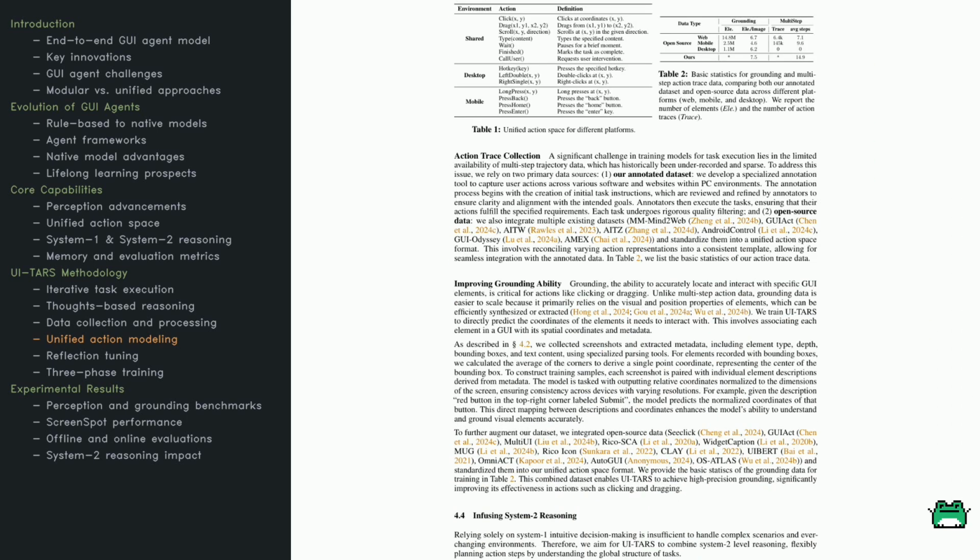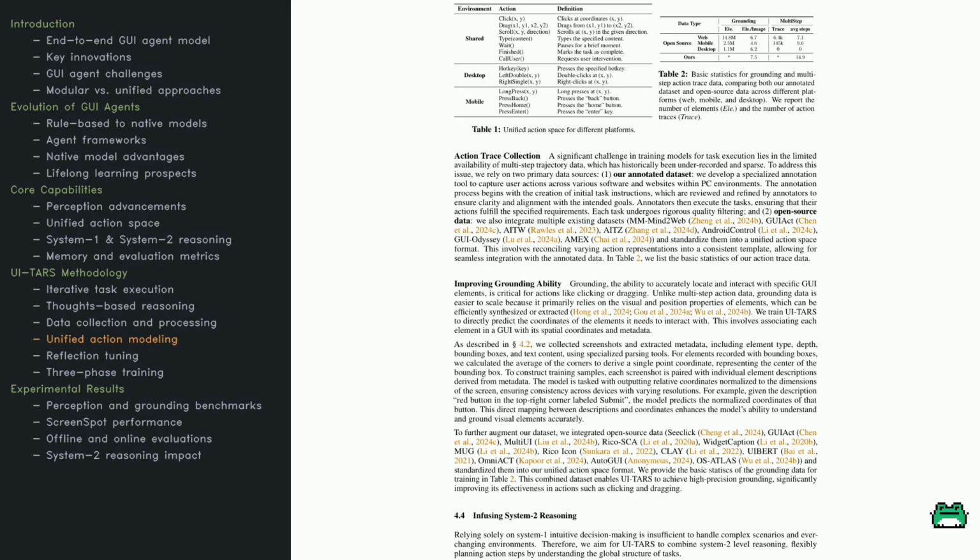Moving along, UITARS takes that same idea further with its unified action space, a standardized set of actions that apply to both desktop and mobile. So a desktop mouse click corresponds to a tap on mobile, making the system's behavior consistent. The data collection that feeds into this includes two main sources. First is a carefully annotated dataset, where people record every click or key press in detail. Second is open source data, providing a broader range of tasks.